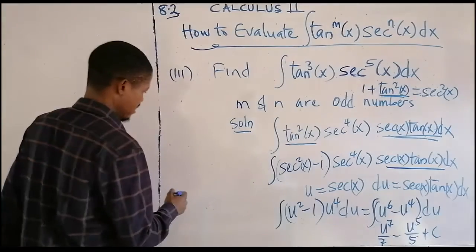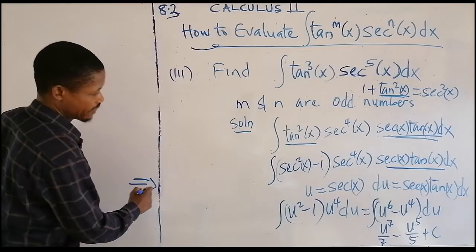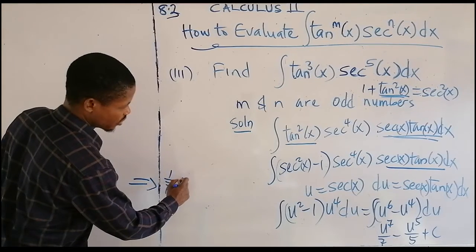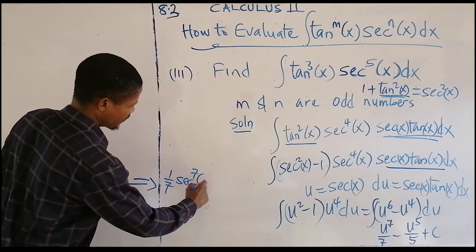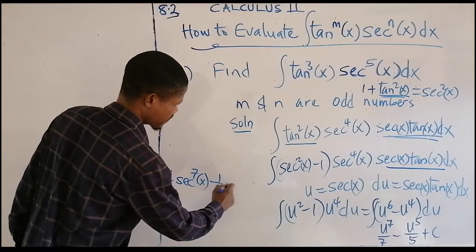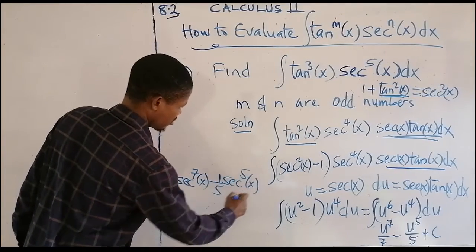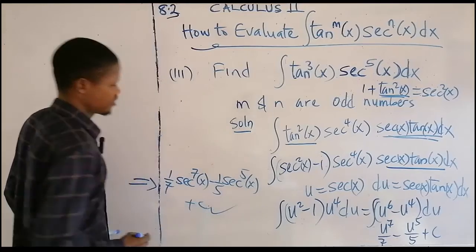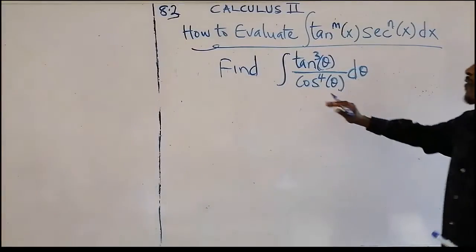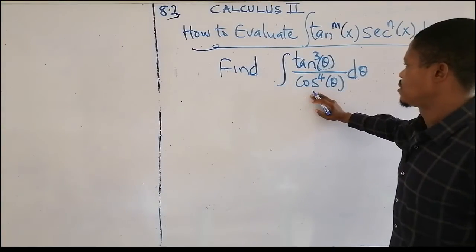So our final answer will now become 1 over 7 sec to the power 7 of the function, minus 1 over 5 sec to the power 5 of the function, plus c. And that finishes that question.